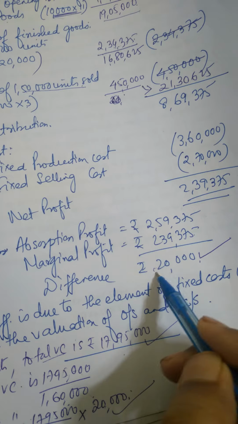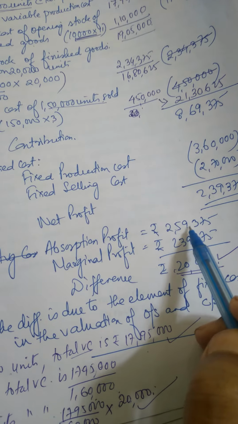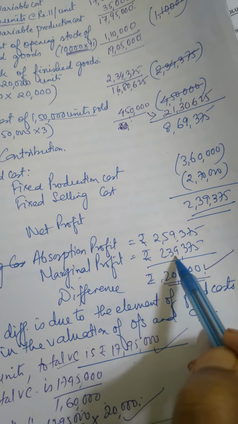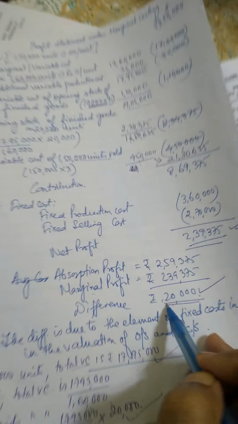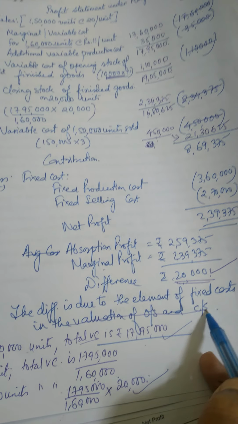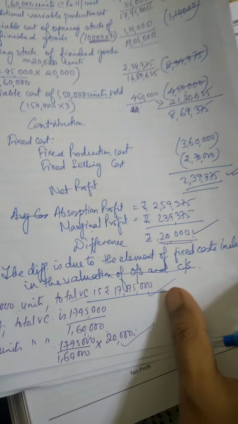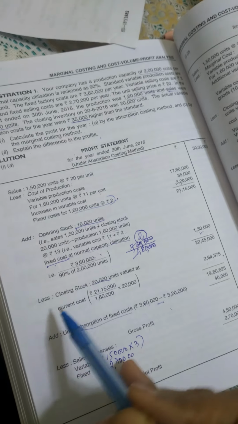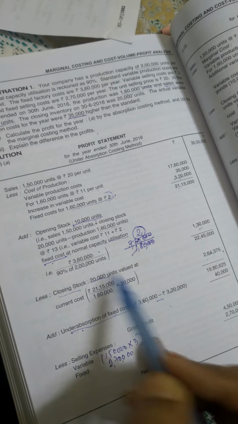If there is a difference of 20,000 rupees in the profit, what is the reason? Absorption profit is 2,59,375, which I have already solved in the previous class. Marginal profit is 2,39,375. So the difference is 20,000. Why is there a difference in profit? This difference is due to the element of fixed cost, which is included in the valuation of opening and closing stock. In case of absorption costing, for the valuation of opening stock, we are taking fixed costs. For the valuation of closing stock also, we are taking fixed costs, and under absorption of fixed costs, all these are taken into consideration.